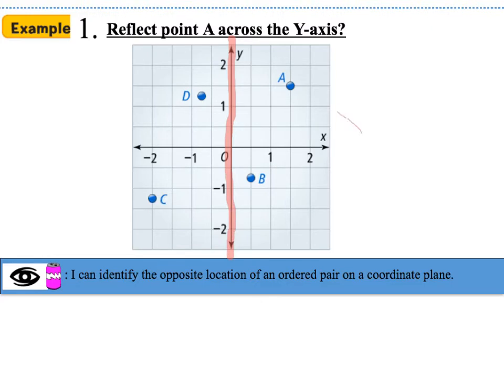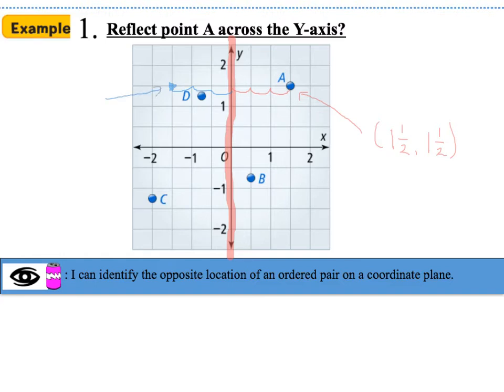Now the ordered pair for letter A would be 1 and 1/2, comma 1 and 1/2. So I want to know what the reflection point is across the y-axis. I know that point A is about 3 units away from the y-axis. So I'm going to reflect on the other side. So here's 1 unit, here's the second unit, there's the third unit, and my point will go right here. So the blue dot that I just drew will be the reflection of point A along the y-axis.